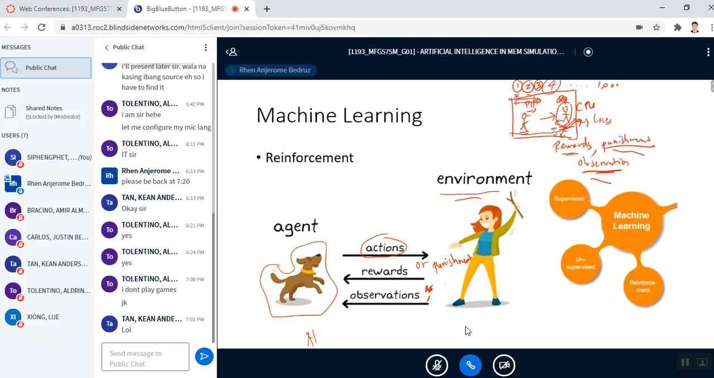Okay. Is that now clear? Clear, sir. Let's now move to reinforcement learning. So that is what we call reinforcement learning: you're giving rewards or punishment, and you're giving some observations to your AI. Okay.